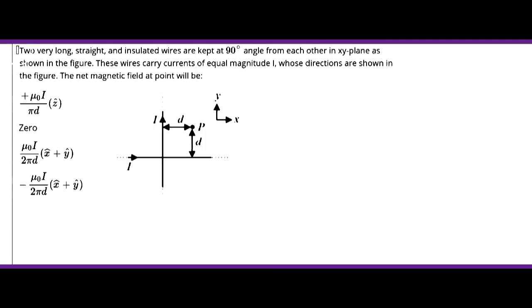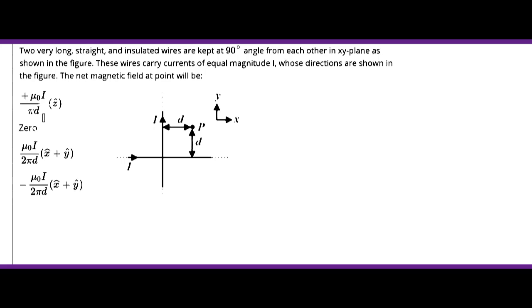Our question is, two very long straight and insulated wires are kept at 90 degrees to each other in the XY plane as shown in the figure. These wires carry current of equal magnitude I, whose directions are as shown in the figure. We have to calculate the net magnetic field at point P.